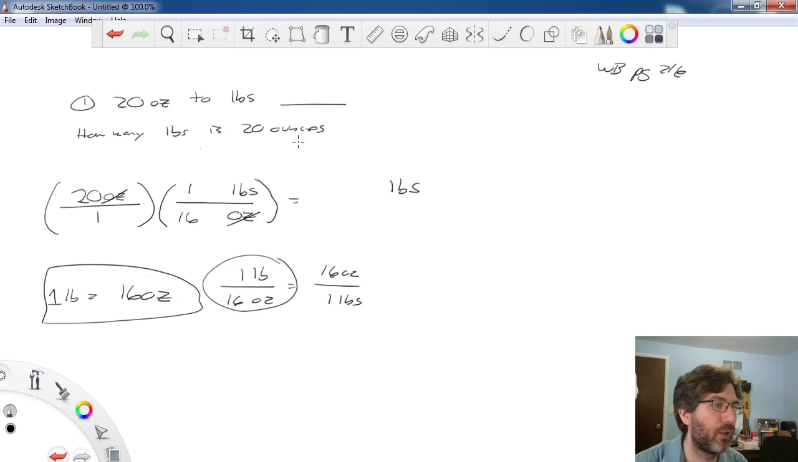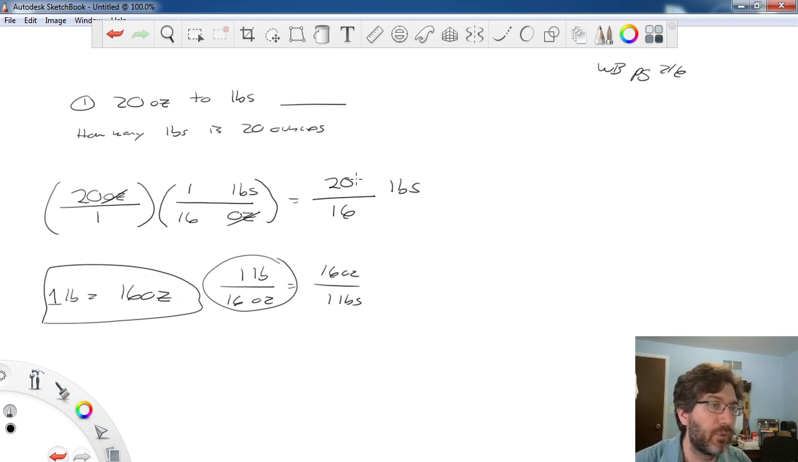Here, I multiply my numerators. So here I got 20 times 1, which is 20. And then here I multiply my denominators. I got 1 times 16, which is 16. So this here is my answer. However, it's not in lowest terms. So let's move it to lowest terms.